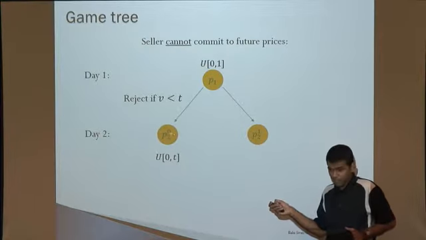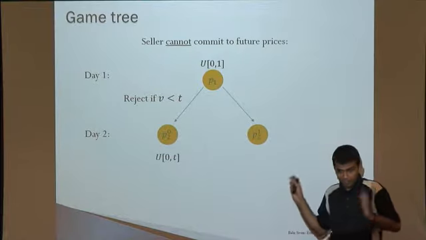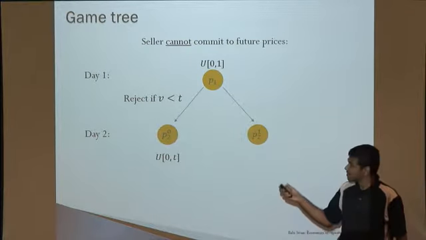On day 2, he basically has to accept or reject just based on the value and the price, right? If his value is greater than the price, he accepts, otherwise he rejects, right? This is for day 1.